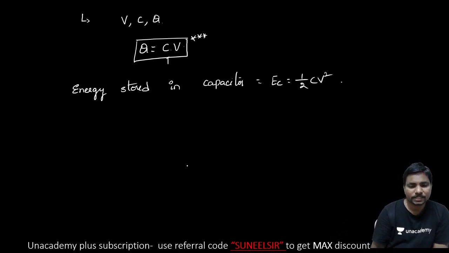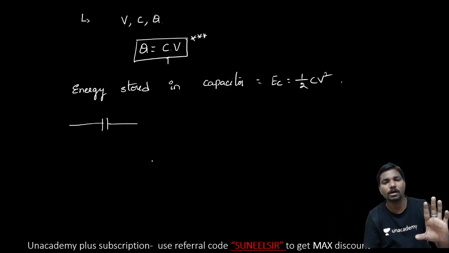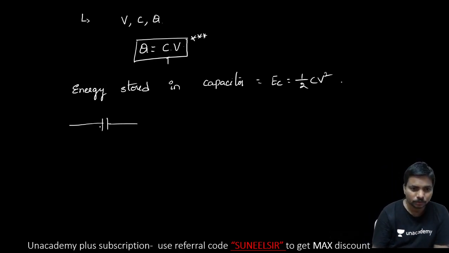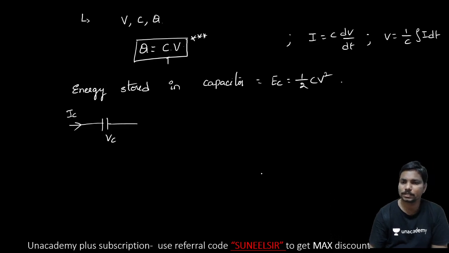In the previous session I gave the waveforms, how we get the remaining waveform if the voltage or current waveform is given. So let us take that one. It is the IC, and the voltage across C. What is the formula we have? I is equal to C dV by dt. If you want V, then V is equal to 1 by C integral of I dt. These are the two formulas now.